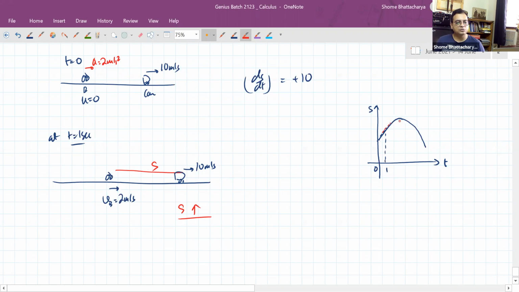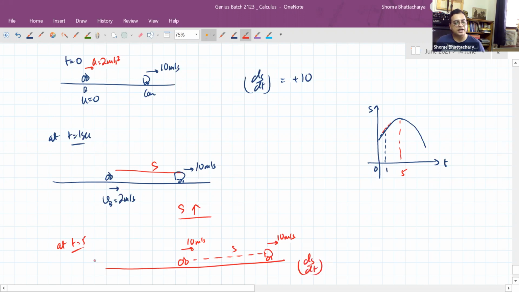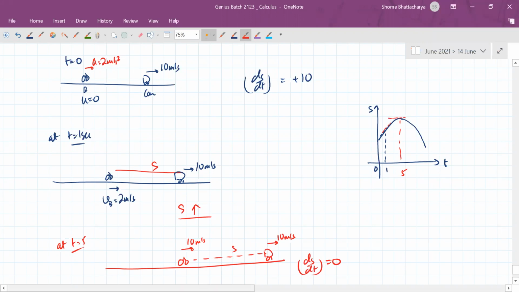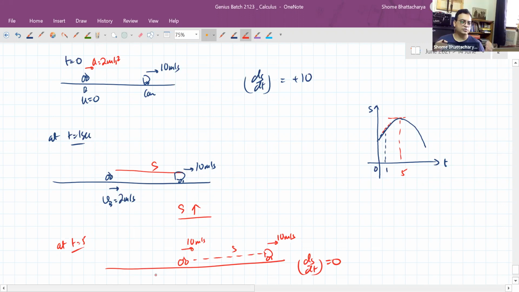But like that, by the time you come to t equal to 5 seconds, see what's happening. At that moment, the bike is also moving at 10 meters per second. The car is also moving at 10 meters per second. So the distance between them is changing at 0 rate at that instant, at t equal to 5 seconds. You can see the slope of this graph is 0. They're moving together, no, sir? They are moving together, synchronized, but just for an instant.